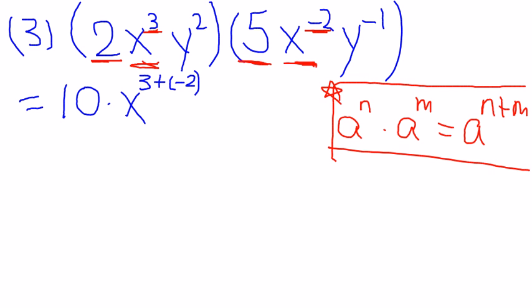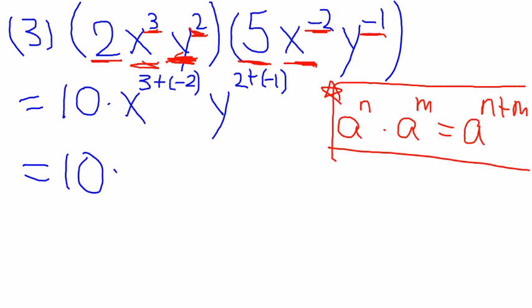And similarly, for the exponents of the base y, we get that it is the same as the addition of these two exponents, which means the exponent here should be 2 plus -1. So I believe you know how to simplify it here, because it becomes 10 times x, 3 plus -2 becomes 1, and y to the power 2 plus -1 becomes 1 again. And that's essentially the answer to this problem.